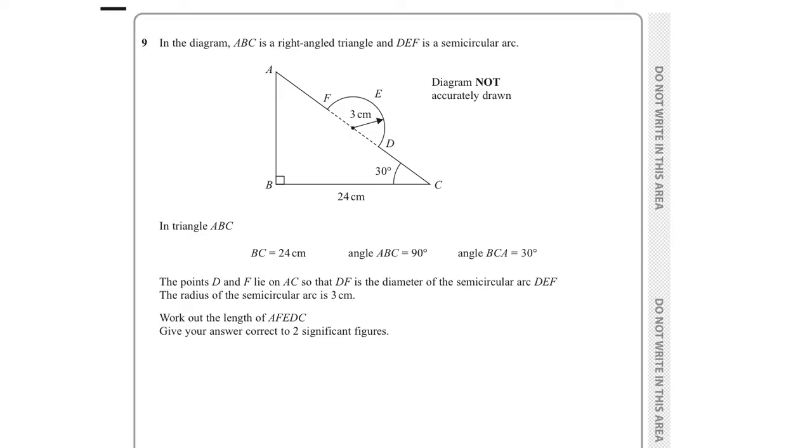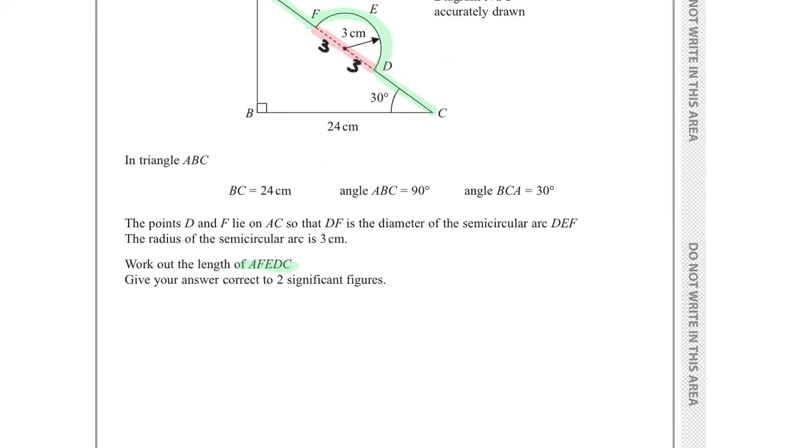Right, so if the radius is 3, what do we know about this length? Yeah, this is actually 6 because it's 3 plus 3, which is 6. Work out the length AFEDC. So it actually wants us to work out this, this, and this. Okay, so first of all, step 1, I'm going to break this up.